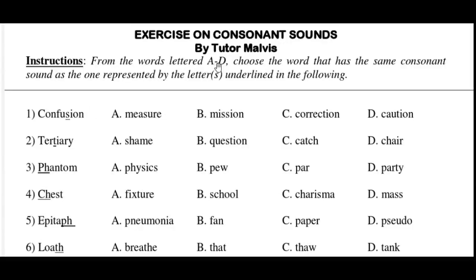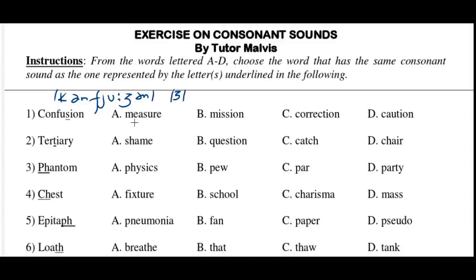Instructions: from the words lettered A to D, choose the word that has the same consonant sound as the one represented by the letters underlined in the following. So question 1, we have the word confusion. This is the transcription of that word. The underlined sound is the "zh" sound, and this is what we need to fish out from options A to D.